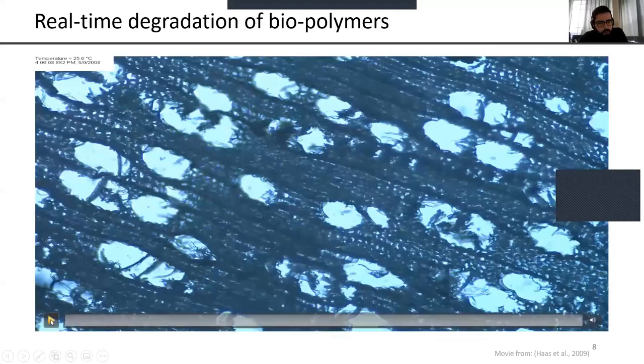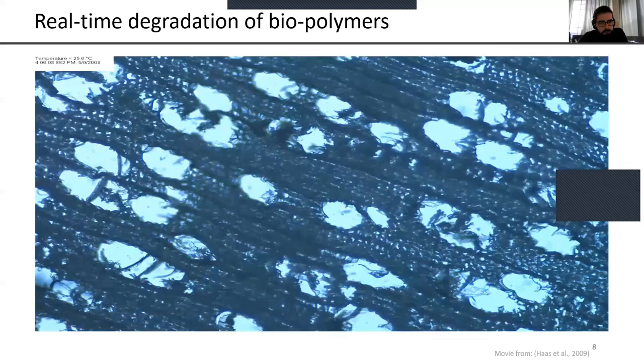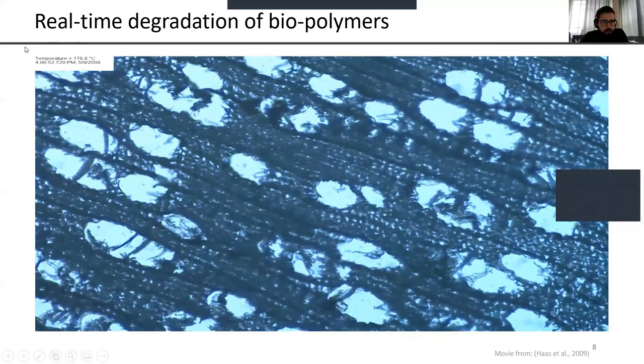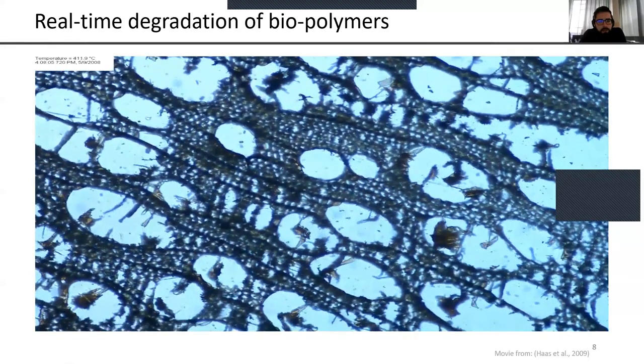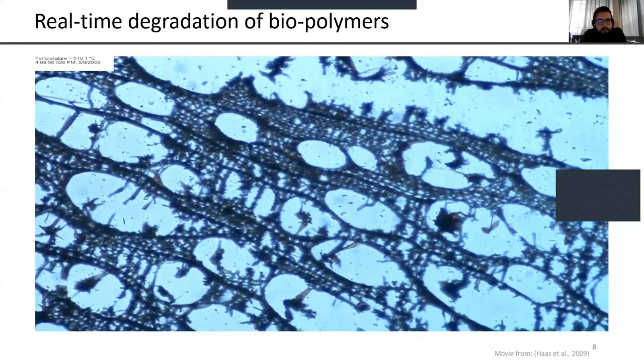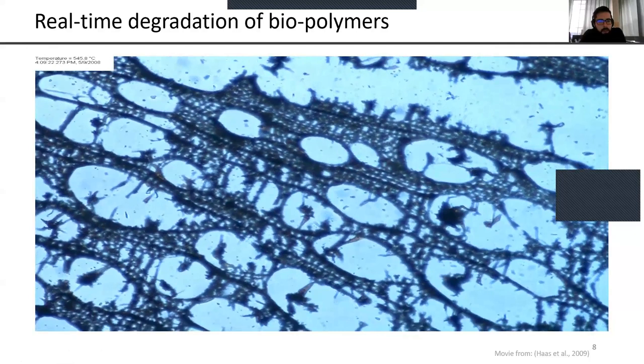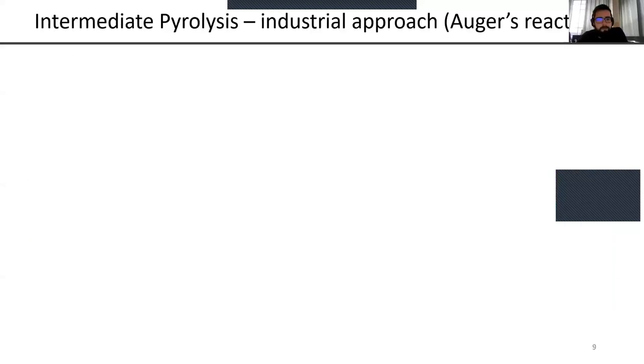Yes. So this is the real-time degradation of the biopolymers. This is a thin film of the wooden structure. And here in the top left corner, you will see the temperature of the process. As you can see, the structures change significantly. The mass that was released goes into the volatiles, and whatever stays, at 500 degrees, what's left is a biochar, which has a similar but also a bit different structure than the initial biomass.